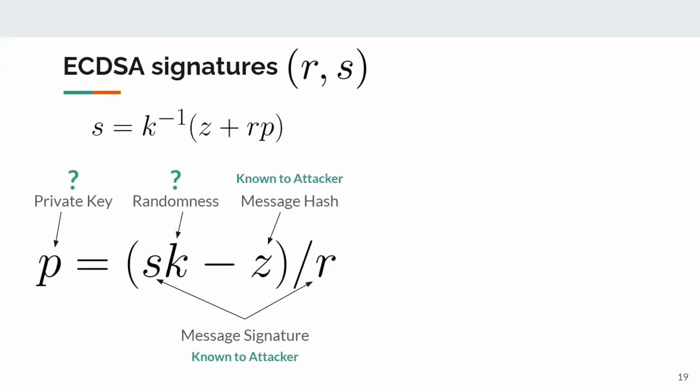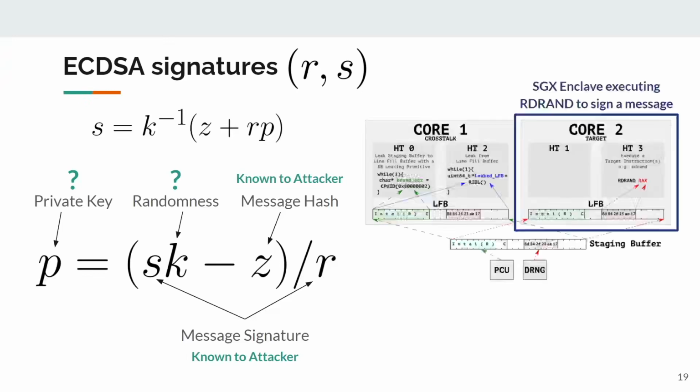Again, the attacker has the signature and the hash, but they do not have the randomness, and so typically they cannot recover the private key. Of course, the only source of randomness available to this enclave is RDRAND, and that means that when it needs such a key, it will generate it using RDRAND. And typically, for example, Intel's SGX libraries, they will simply take RDRAND and use that directly as K.